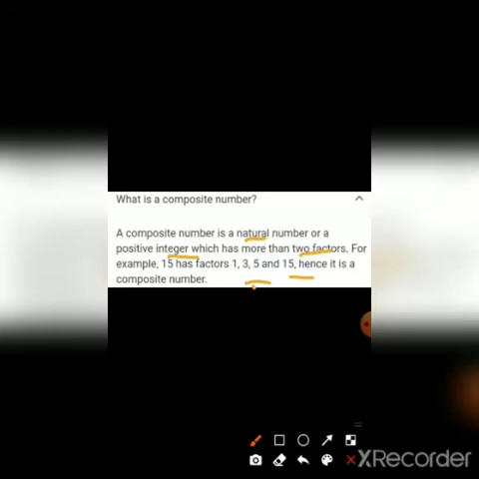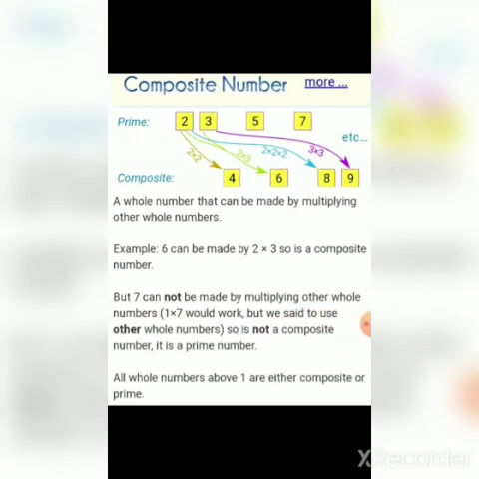A composite number has how many factors? More than 2 factors. A composite number is a natural number or positive integer which has more than 2 factors. Here are given prime numbers and composite numbers. 2, 3, 5, 7 are prime numbers. 4, 6, 8 and 9 are composite numbers.